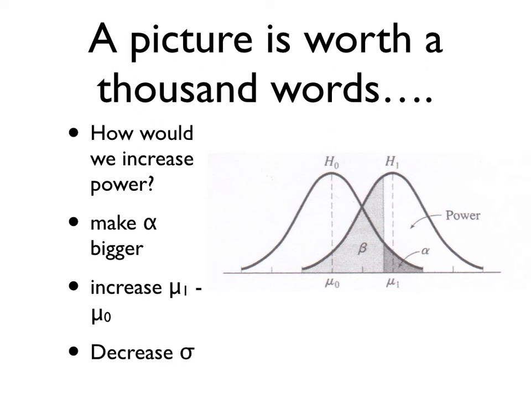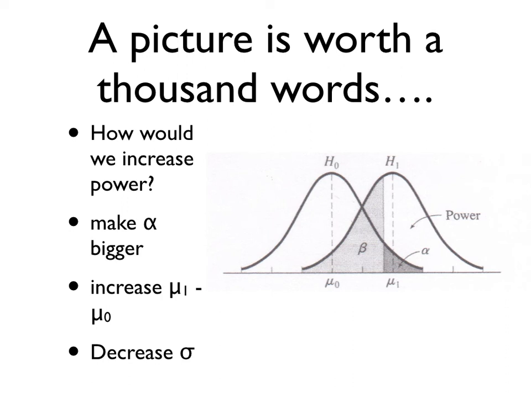We can decrease sigma. What if we just leave the means where they are, but tightened up both those distributions so they don't overlap anymore? What if we tighten these two guys up so much that we get hardly any overlap? Well, that'd be another approach. So you see the three ways we can increase the power?